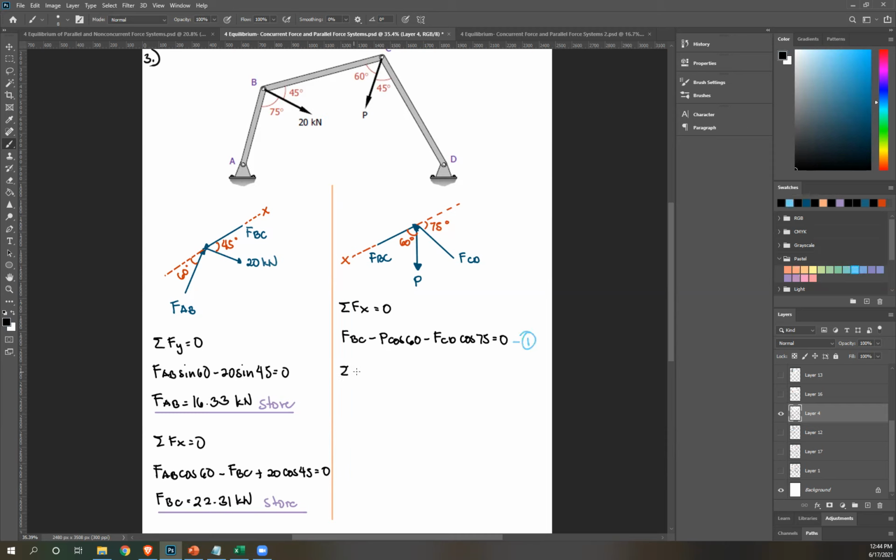Do the same for summation of forces y. Okay, FBC is directly on the x-axis, so ignoring that. P is downward, so negative P sine 60. Right? And then FCD is upward, so positive FCD sine 75 equals 0. So just call that equation 2. Two equations, two unknowns. I just want to know what's P. What's P?